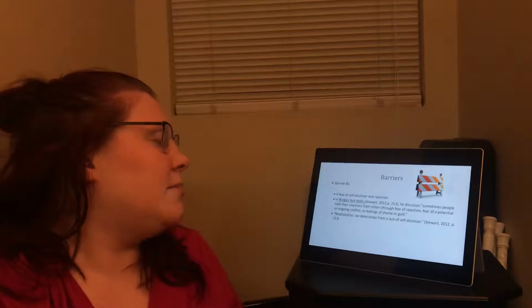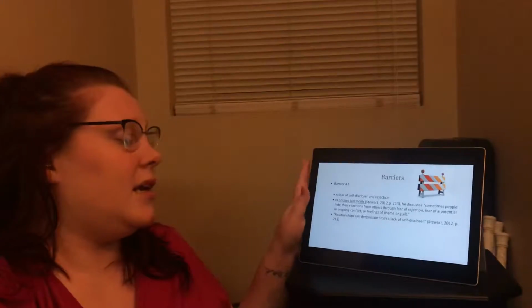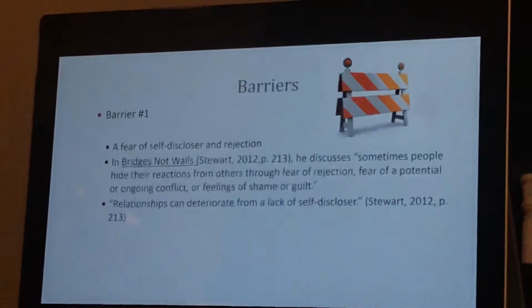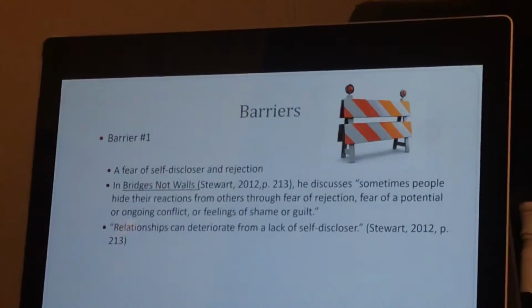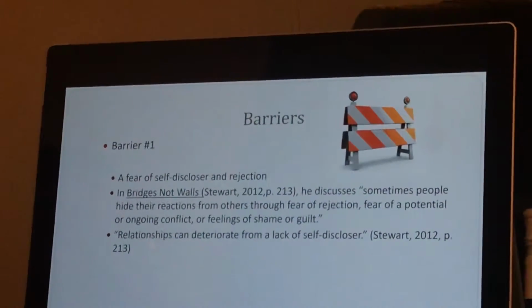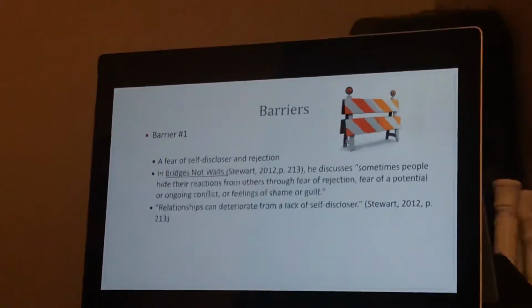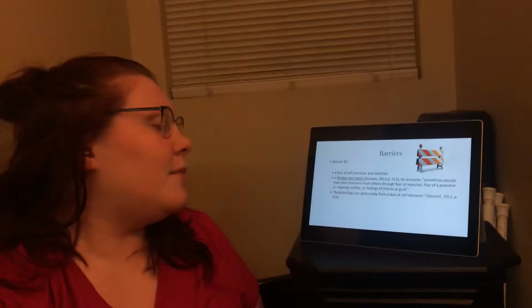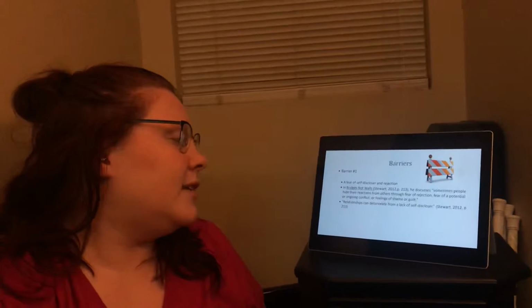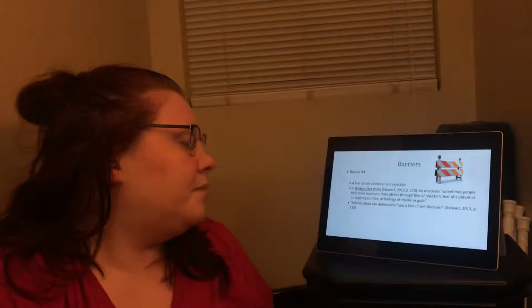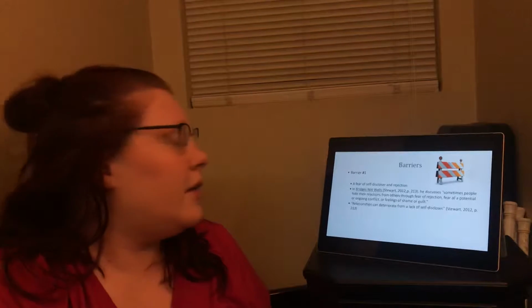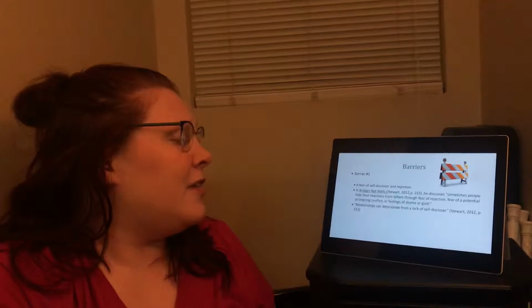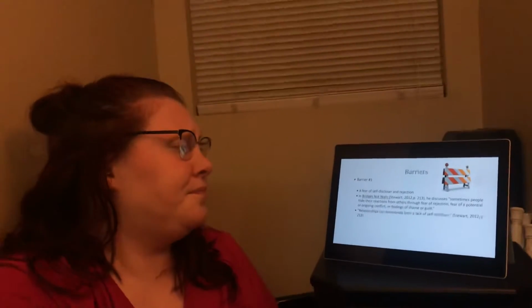Under my barriers, my barrier 1, which would be my setbacks, is a fear of self-disclosure and rejection. In Bridges Not Walls by Stewart, he discussed sometimes people hide their reactions from others through fear of rejection, fear of a potential or ongoing conflict, or feelings of guilt and shame. Also, he talks about how relationships can deteriorate from a lack of self-disclosure.